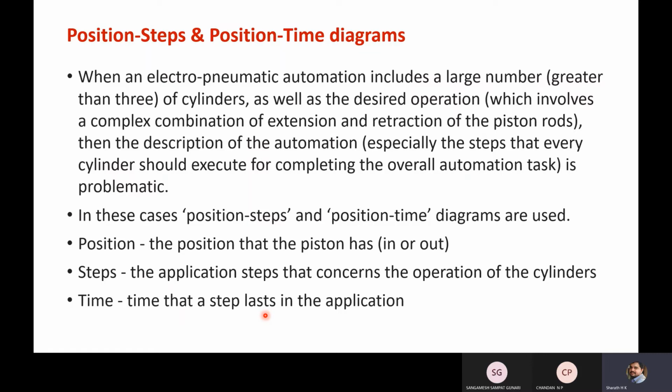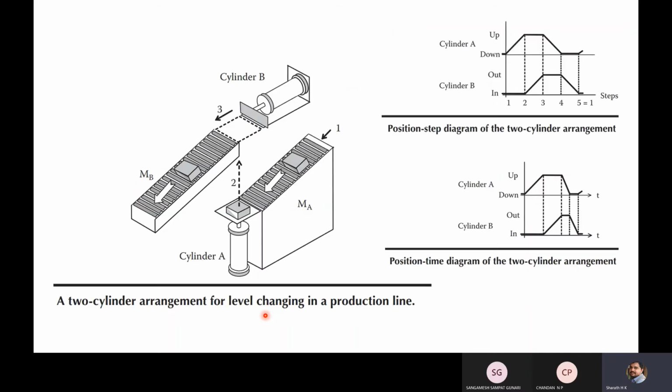But when we use a flow control valve, we can regulate flow. We can make retraction strokes take place at a lower pace than the extension. That is possible. But in general, if you don't regulate the flow, then the speed of retraction will be greater than the extension stroke. So this is an example where we can understand the position step diagram and position time diagram.